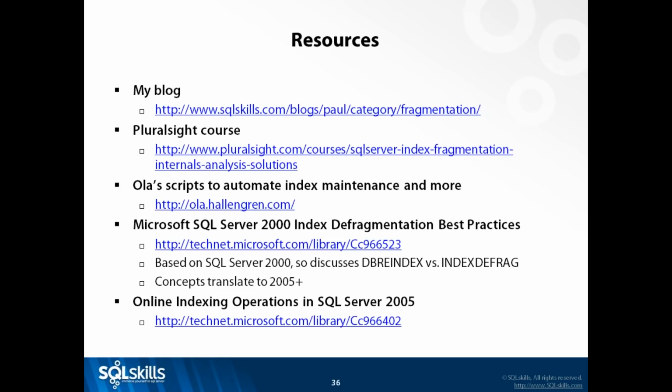Some resources for you. I've blogged a bunch on fragmentation. I've got a 3-hour, I think it is, course that goes into a lot more depth around index fragmentation and a bunch more demos. Ola Hallengren's scripts. These are the gold standard in terms of free index maintenance. I always recommend those. And there's a very old white paper that talks about index fragmentation, and there's a link to it there. Unfortunately, there's no newer white paper that talks about that. They never wrote a new one. If you are an insomniac, there is a white paper that talks about how online index operations work in great detail. It's a great white paper, but it's very, very dry.